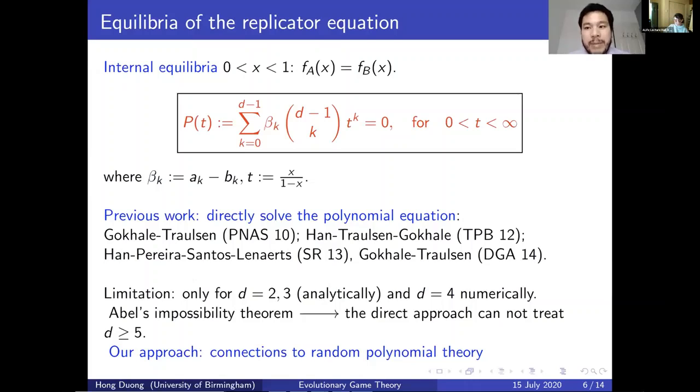Previously, there are many papers studying equilibria for the replicator equation. These papers directly study this polynomial equation, and therefore, by the Abel-Ruffini impossibility theorem, they cannot solve this equation when d is greater than or equal to 5. So the direct method is limited to small group sizes. To overcome this difficulty in our paper, we connect to random polynomial theory.